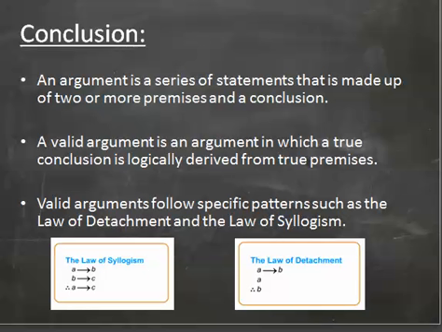Conclusion. An argument is a series of statements that is made up of 2 or more premises and a conclusion. 2 premises and a conclusion. A valid argument is an argument in which a true conclusion is logically derived from true premises. Valid arguments follow specific patterns such as the law of detachment and the law of syllogism.